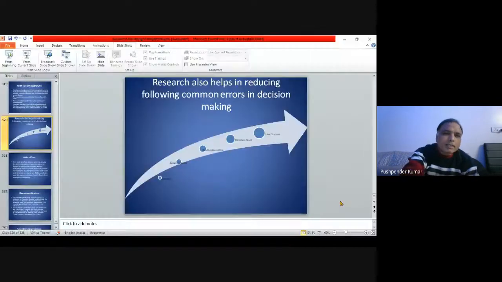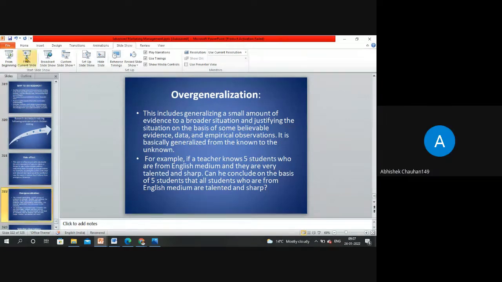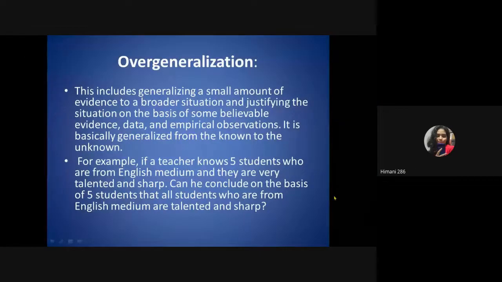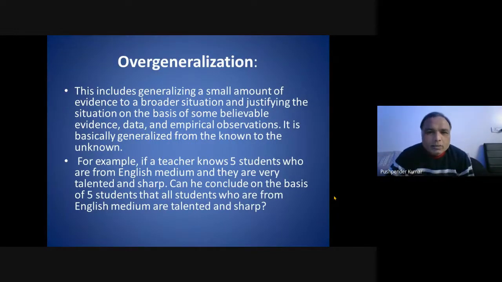Second, you can see, everybody, I hope this is visible to all of you. Overgeneralization. Tell me, is it visible, everybody? Yes, sir. Great. So first is the halo effect. Second is overgeneralization. This includes generalizing a small amount of evidence to a broader situation and justifying the situation on the basis of some believable evidence, data, and empirical observation. It is basically generalizing from the known to the unknown. So this generally happens.